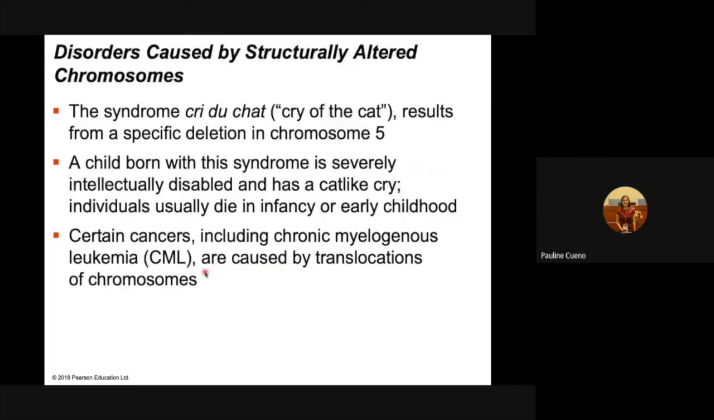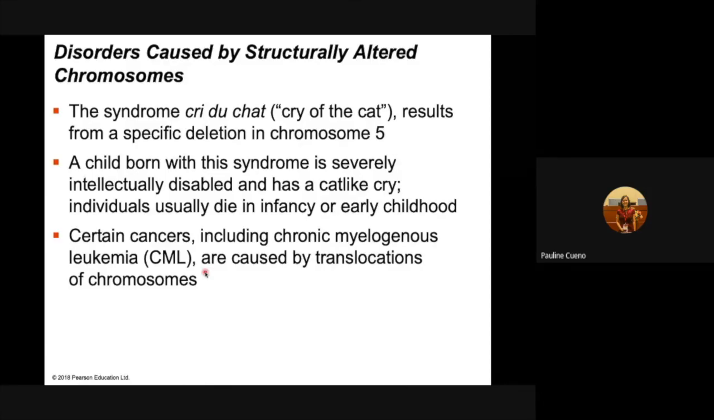And then lastly, okay. So lastly, we have the syndrome cry of the cat. So results of from a specific deletion in chromosome number 5. So ano yung manifestation ng yung deletion sa chromosome number 5? A child born with this syndrome is intellectually disabled and they have a cat-like cry. Commonly, namamatay na siya before during infancy or early childhood.